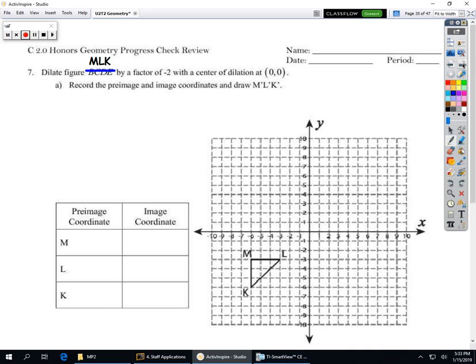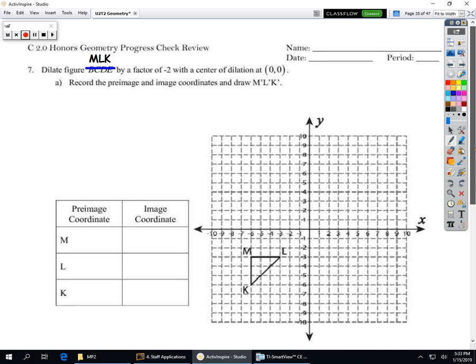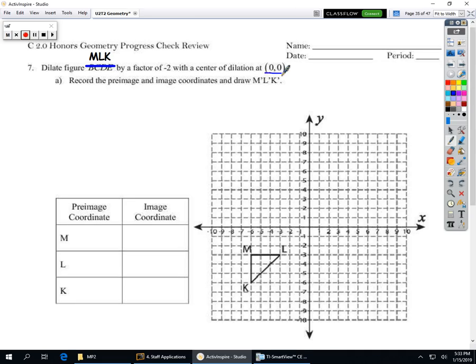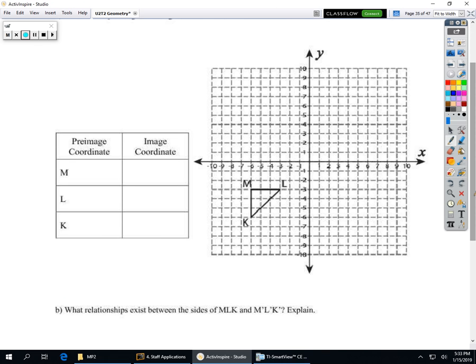We got one more dilation here. This one's a negative dilation. The first thing I need to do is mark the points here. Thankfully, the center is at 0, 0. If it was not at 0, 0, it would be very difficult to perform this dilation. First, mark the pre-image coordinates. M is -6, -3. L is -3, -3. K is -6, -6.